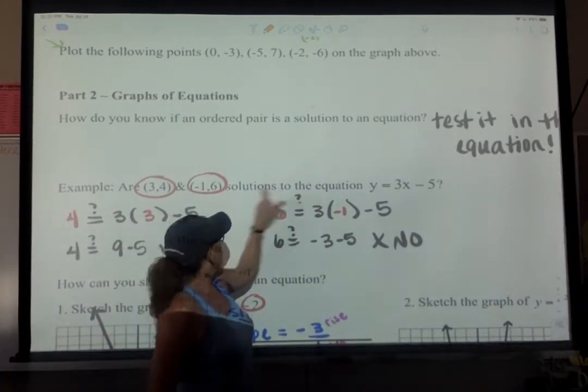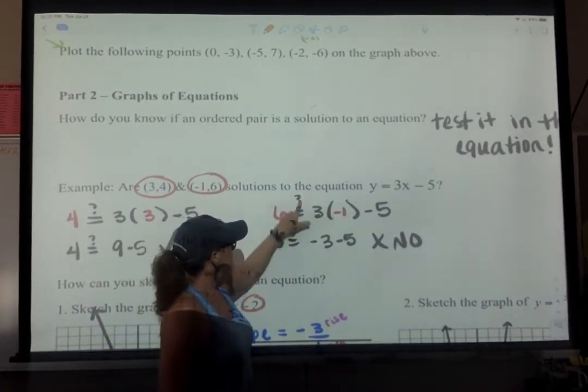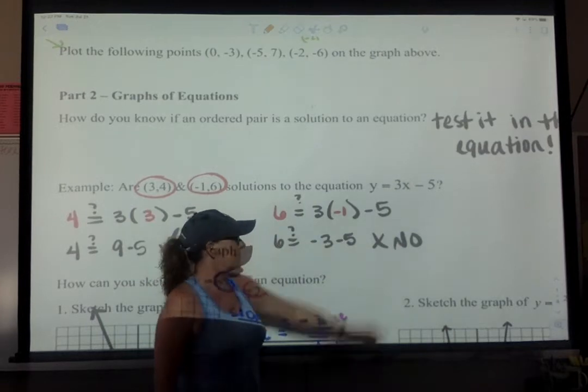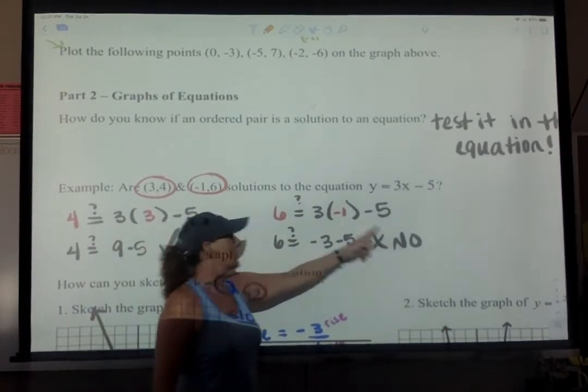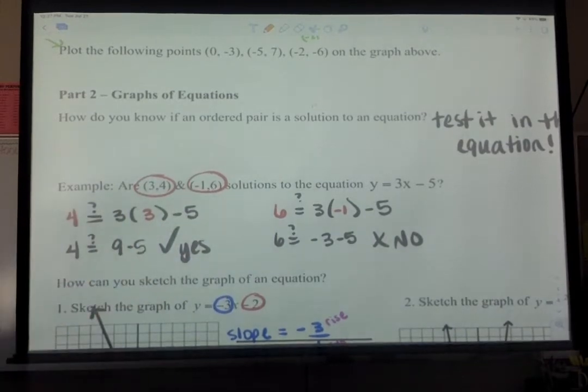Over here, I plug this point in. Not sure if they're equal. Do the math, found out. Nope. The 2 sides aren't equal, which means no, this point is not a solution to the equation.